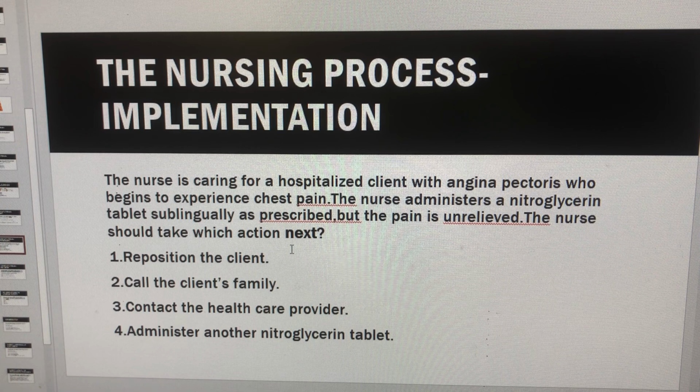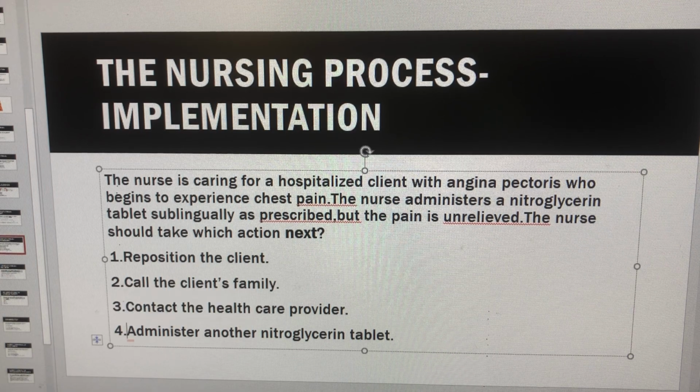Recalling that the nurse would administer 3 nitroglycerin tablets 5 minutes apart from each other to relieve chest pain in a hospitalized client will assist in directing you to the correct option, which is number 4. Remember that implementation is the 4th step of the nursing process. Answer is number 4.